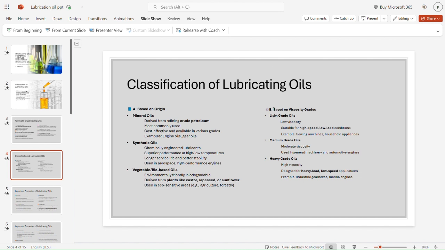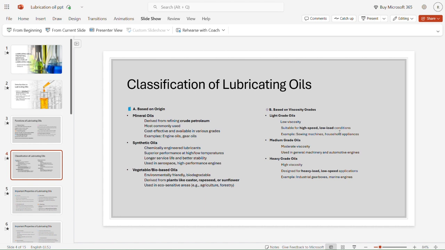The second type is based on viscosity grades. In it, the first type is light grade oils. Basically light grade oil refers to lubricating oil which has low viscosity. So it is suitable for both high speed and low speed conditions. Examples are in our household things such as sewing machines or household applications, etc.